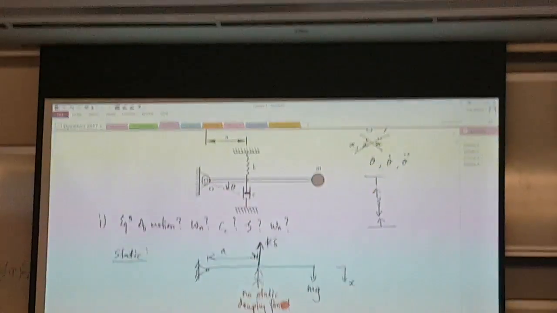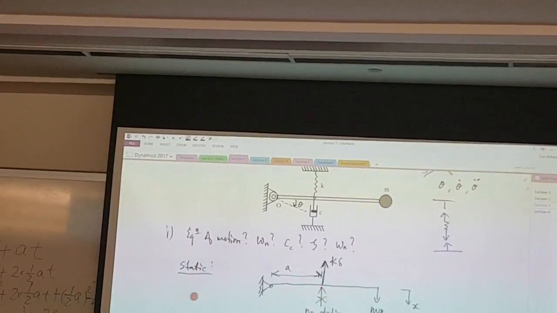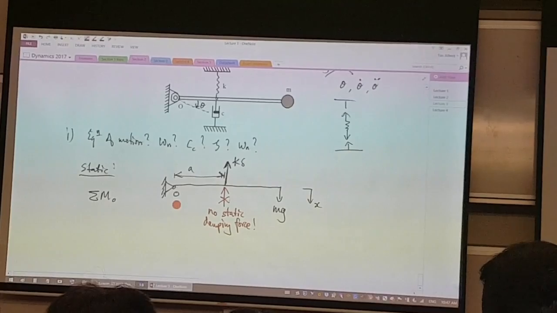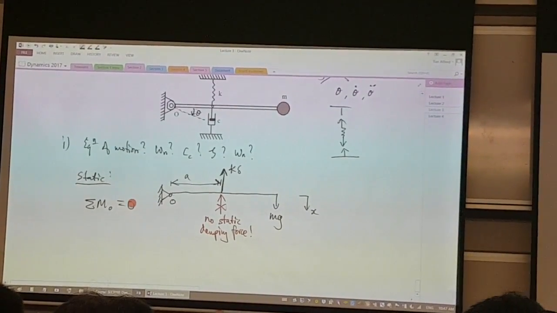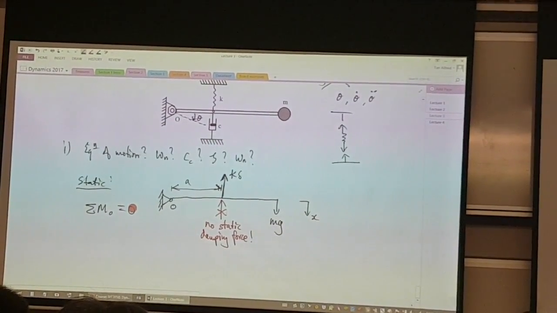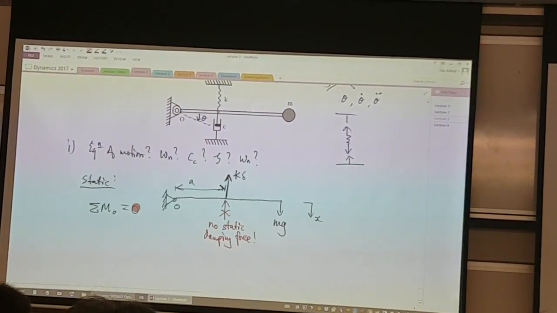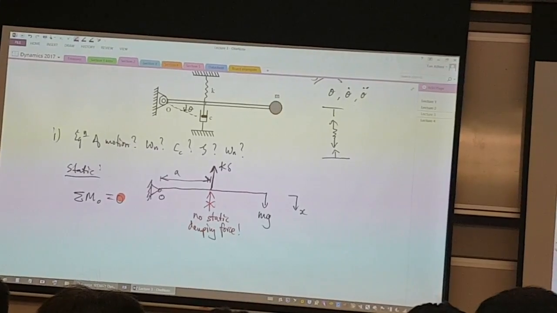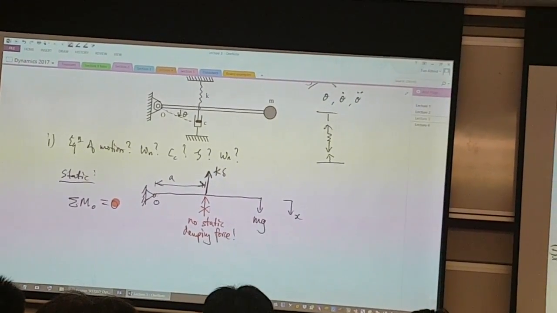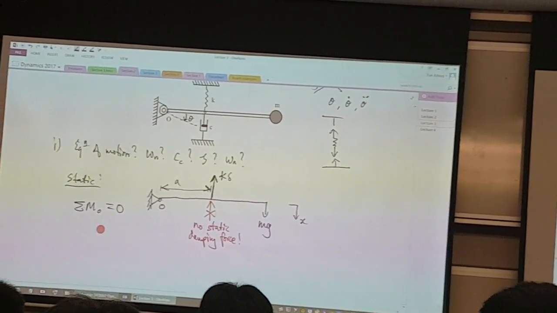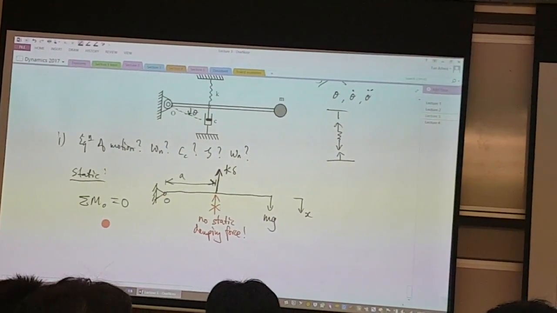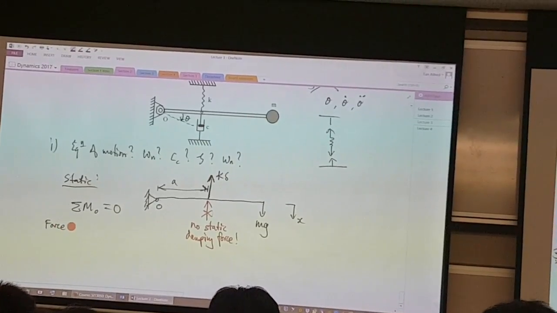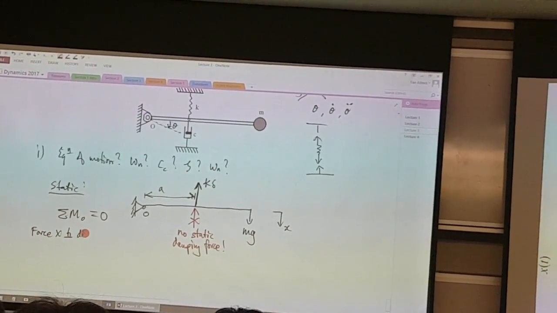So if I now sum up moments around point O, in static condition it is equal to 0. Please don't sum up the forces, because it's a rotating system. If it's a linear translational motion, then you sum up forces. But in this case, it's summing up the moments. So moments, as you know, is force multiplied by perpendicular distance.